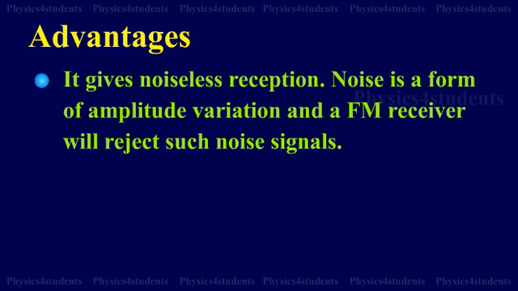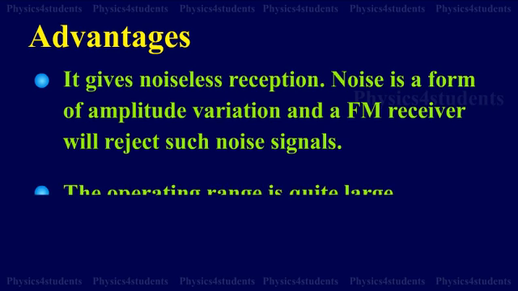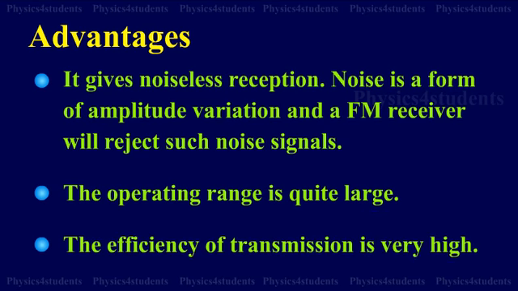Advantages: it gives noiseless reception. Noise is a form of amplitude variation and an FM receiver will reject such noise signals. The operating range is quite large. The efficiency of transmission is very high.